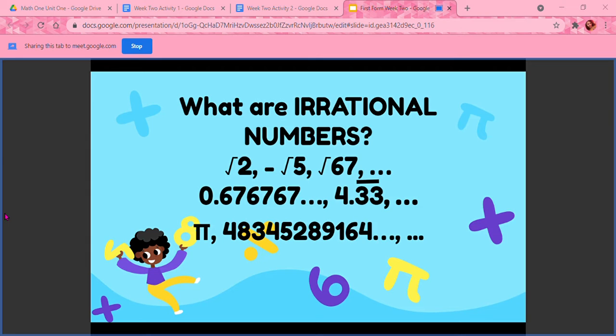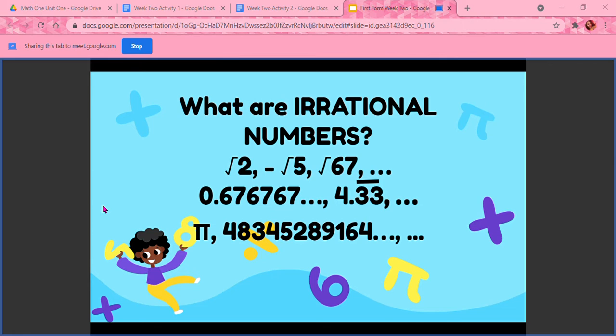And the same thing with 67. What number times itself gives me 67? It's not an exact number. There is not an exact value that gives me 67.